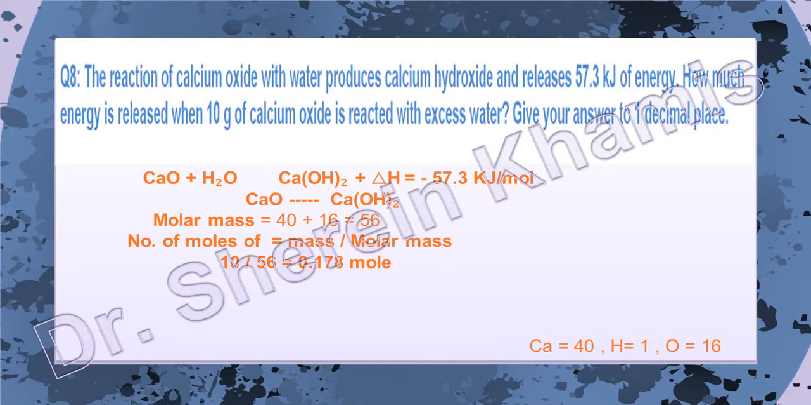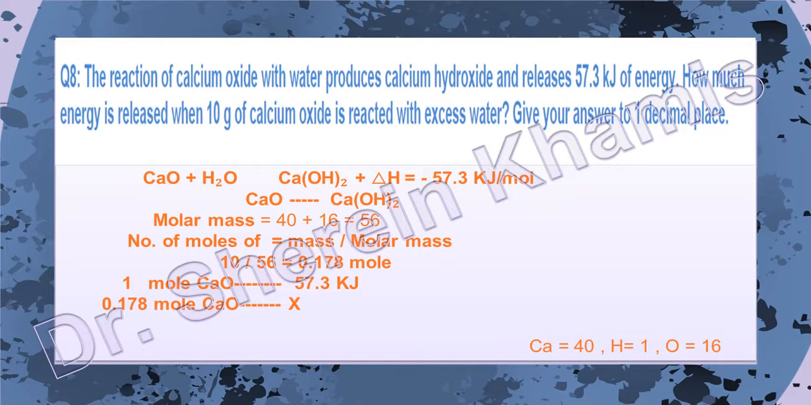In this case we will not make approximation to any intermediate value. If we have decimal numbers, we will make approximation only at the end of the reaction, in the final answer. So 1 mole of calcium oxide gives 57.3 kilojoules. After that, 0.178 mole of calcium oxide gives what?